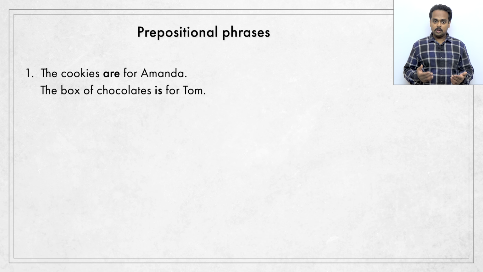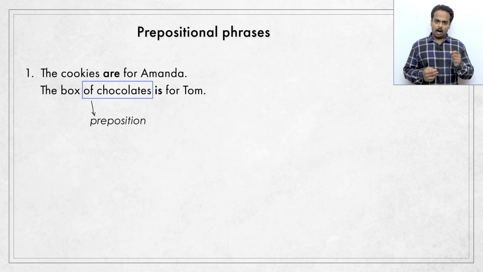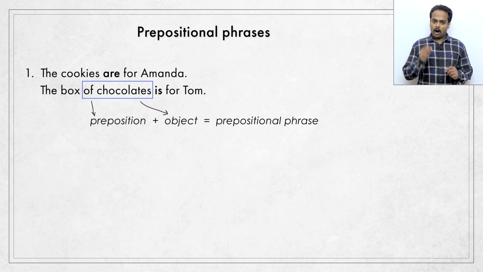But how come? Cookies is a plural noun, and chocolates is also plural. Yet we have are in the first place and is in the second. So what's going on here? Well, with cookies, it's easy. Plural subject, so we say are. But in the second sentence, we have box of chocolates. Here we see a preposition of, and we see that it has an object, chocolates. So of chocolates is a prepositional phrase.